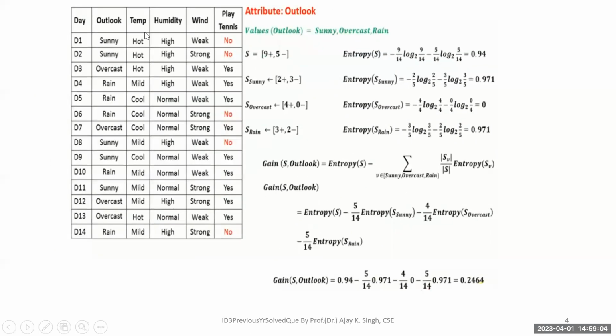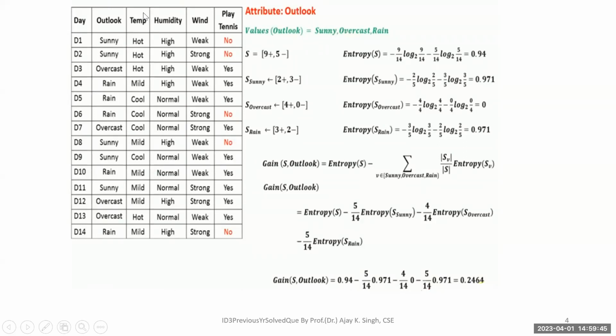Now we are going to calculate for the other attributes. Outlook is now calculated. In the same way, we are going to go for temperature, humidity and wind, but not for the last one, because that is the output. These are the parameters which change the output, meaning whether he will play or not play based on the given attribute. I have calculated the gain for outlook in the same way. The outlook gain is 0.2464, that is 24.64%.